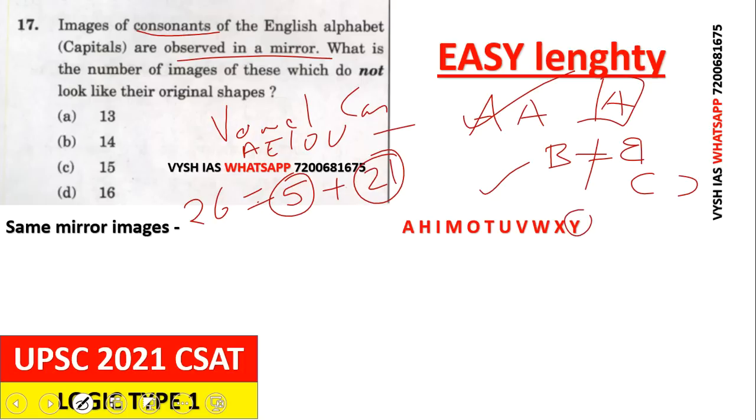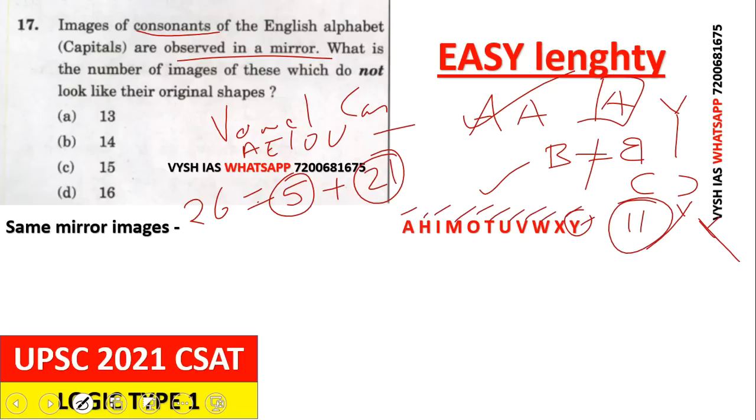And Y you have to write like this. Some people write Y differently, and then it will not look the same in the mirror; it will look kind of awkward. Capital letter means like you have on your keyboard, then only it will look the same in the mirror. So how many letters are there? Around 11 letters.